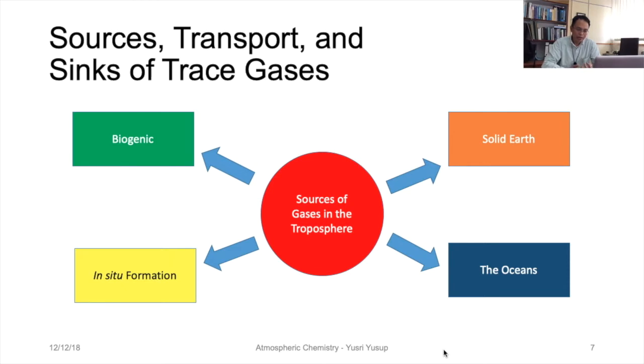Now, the sources of gases in the troposphere come from four different sources. The first is the biogenic source, and that means sources that come from living things or living organisms, and then the trace gases could also come from the solid earth, and they could also come from the oceans, and they could also be formed in the atmosphere, or what we call the in situ formation source.